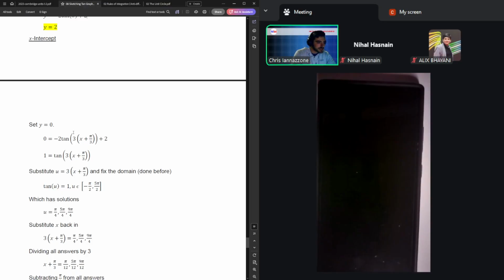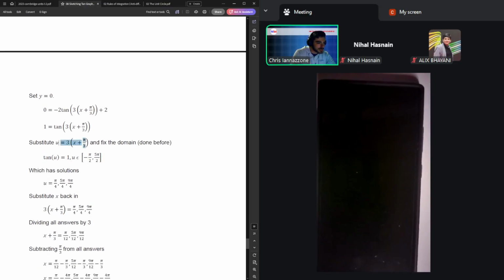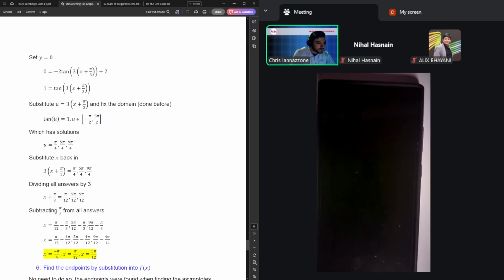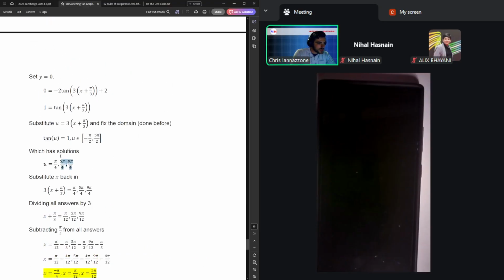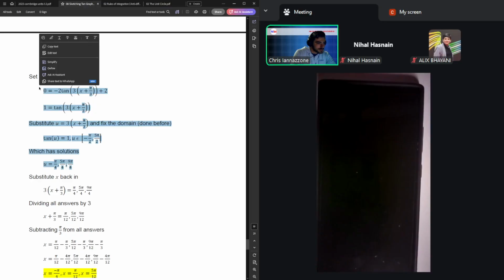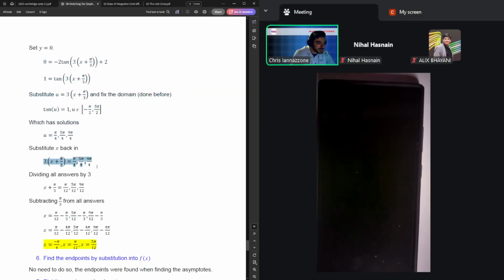X-intercepts, a decent amount harder. We're again going to use that substitution approach to make this not look like hell. Y equals 0, get the tan on its own, and then simplify things from there. This is the substitution approach. The math is going to look awful for it, but as long as you understand from here down, that's basically enough, because this level of complexity is more than you'll need.